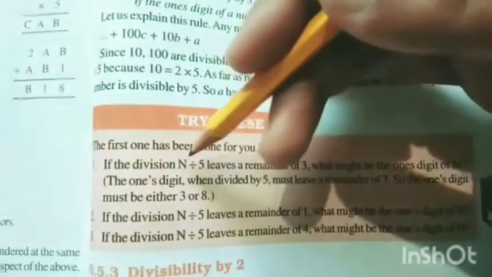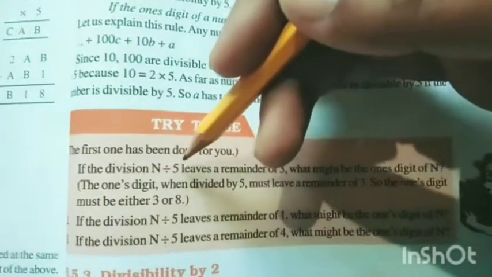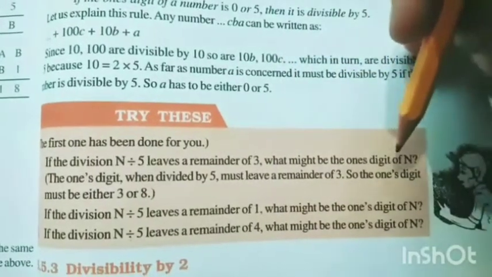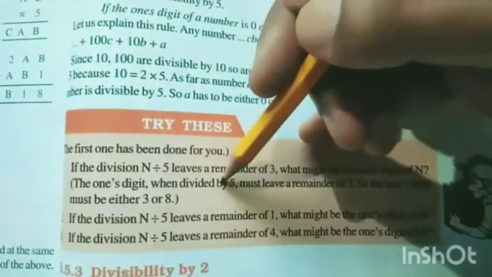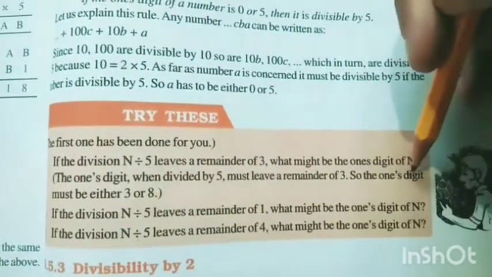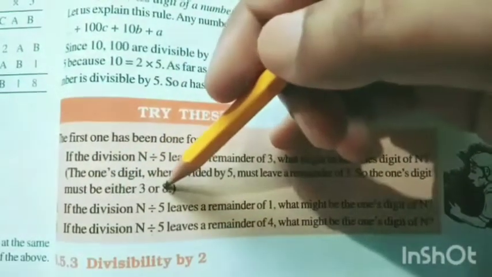Try this here. Given one number, if the division n divided by 5 leaves a remainder 3, what might be the ones digit of n? So it is explained here. One answer is given. The ones digit when divided by 5 must leave a remainder 3. So the ones digit must be either 3 or 8.